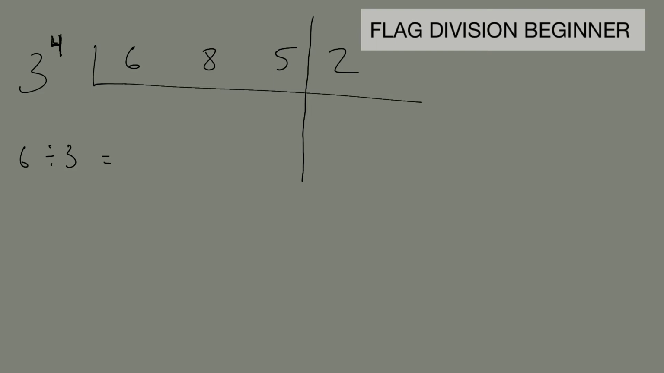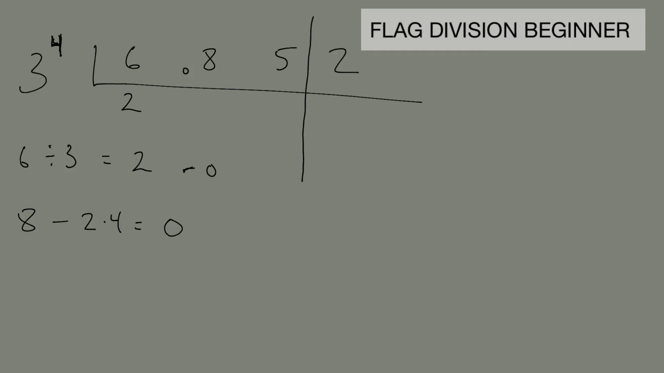Okay, 6 divided by 3 equals 2, remainder 0. So we could write a 2 with 0 remainder. Next step, we're going to take 8 minus 2 times 4. That's 8 minus 8, which gives us 0.